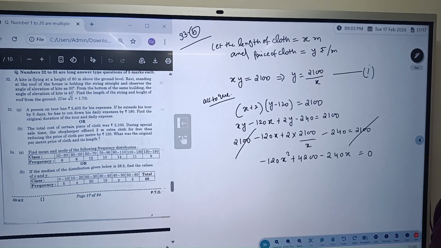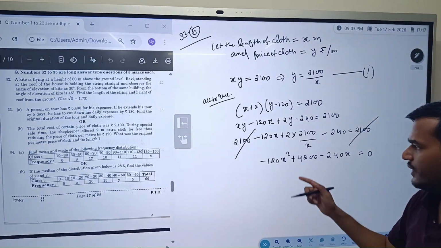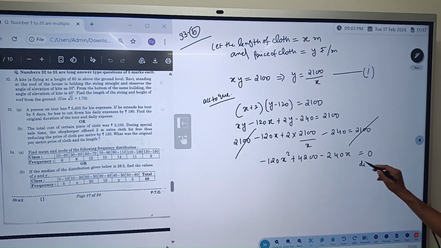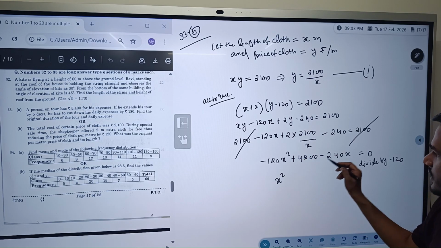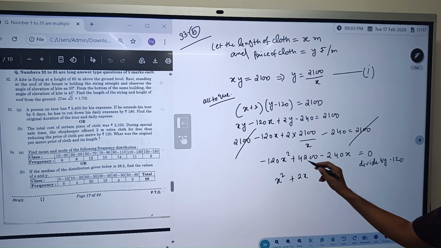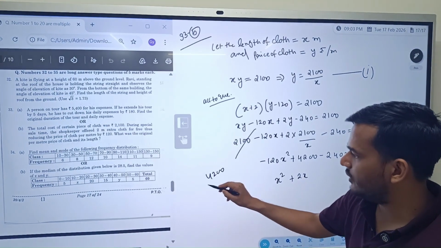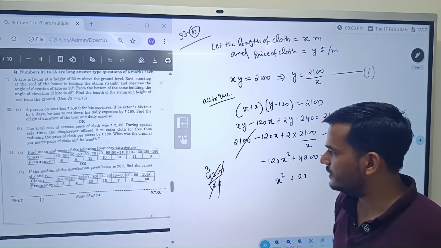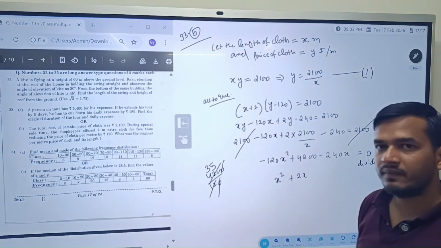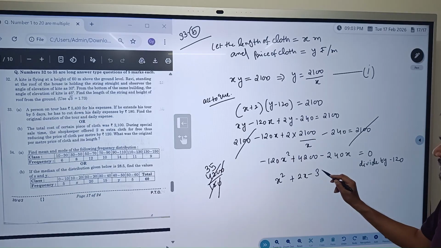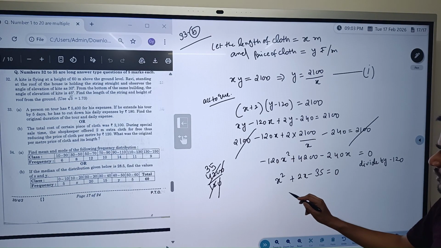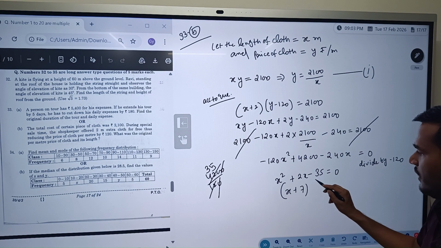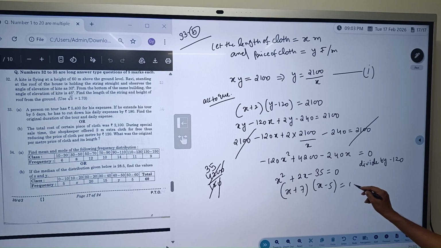So this is a quadratic equation. This quadratic equation can be divided by 120, so divide this with minus 120. This becomes x square, this becomes plus 2x, and this 4200 divided by 120: 0 0 cancel, 12 3 is 36, 6 carry, 35. So minus 35 is equal to 0. Now solve it. You will get (x plus 7) into (x minus 5) is equal to 0.